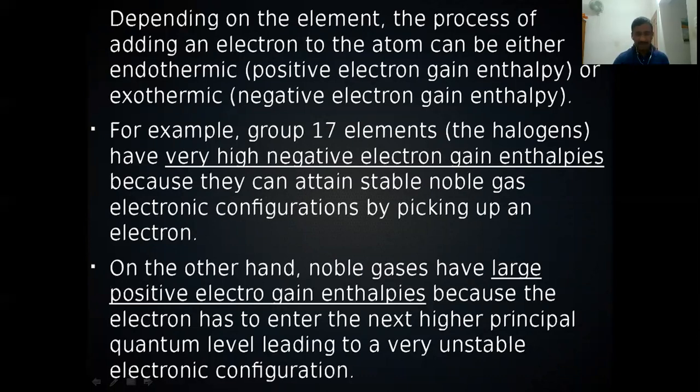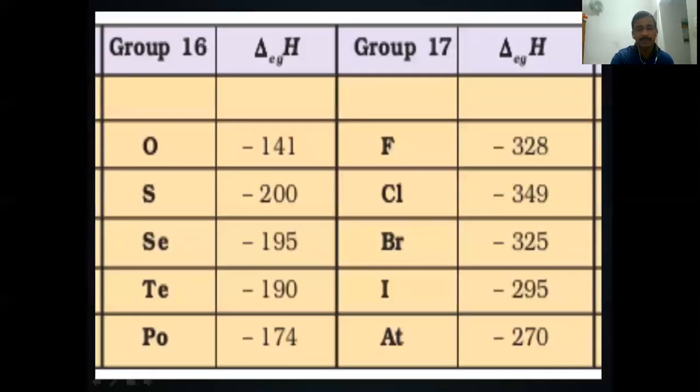Now we can see the electron gain enthalpy values of a few elements. Group 16 and group 17 are given. You see the values. These group 16 and group 17 elements have negative electron gain enthalpy values. And these negative values are decreasing as we move down the group, from sulfur to polonium in group 16 and from chlorine to astatine in group 17.